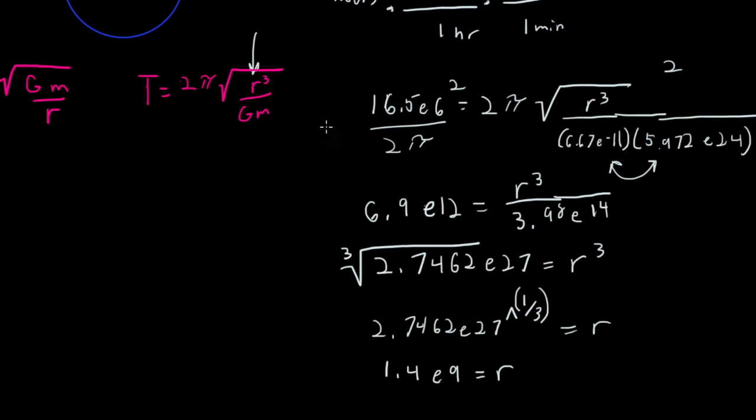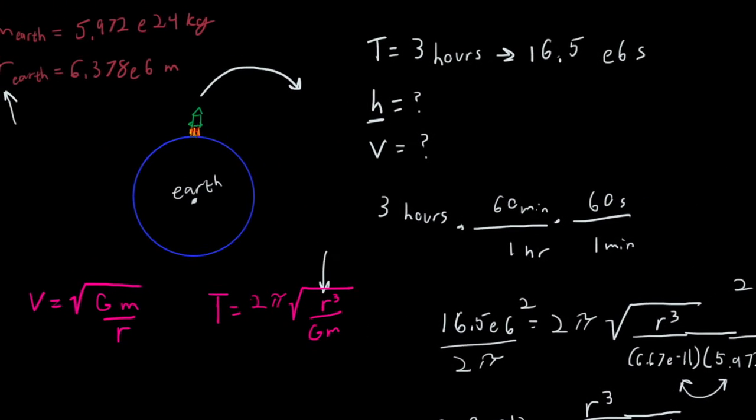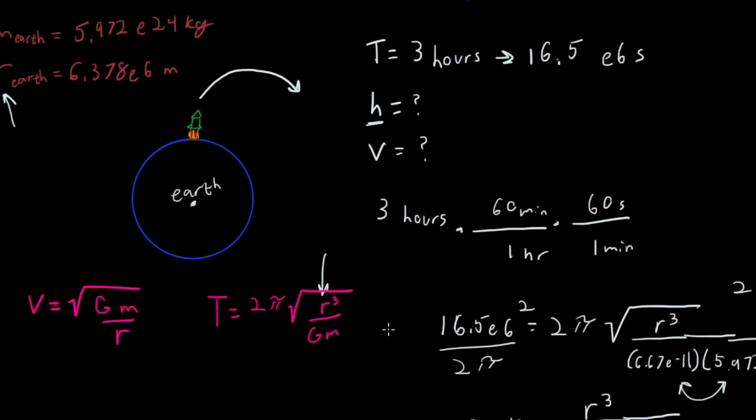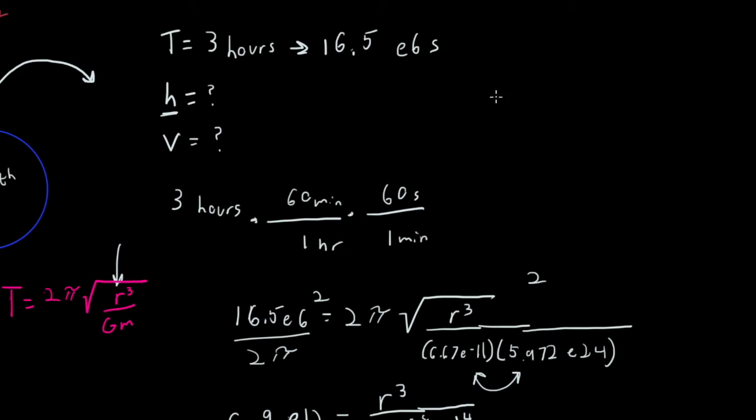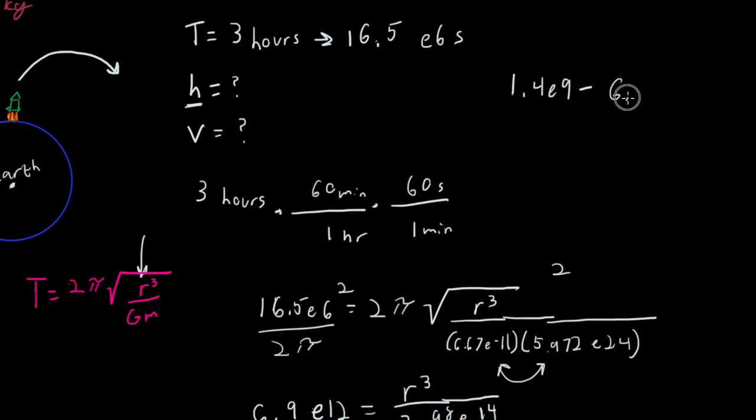But remember, this is radius from the center of mass. And so we still need to subtract the radius of our Earth. So we're going to take that value, let's do that over here. We're going to take our radius that we found, that 1.4 E9, minus the radius of the Earth, which is 6.378 E6. That'll give us our height, which just brings us down to 1.39 E9 for our height.